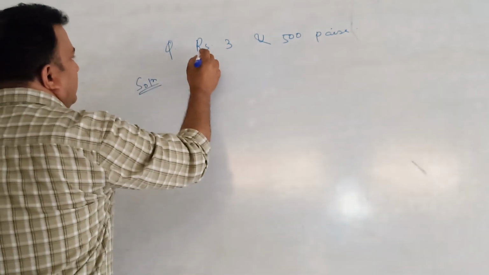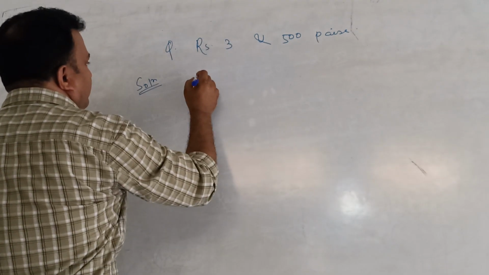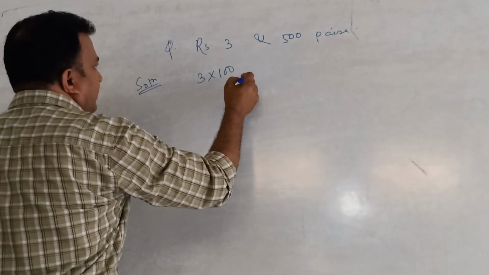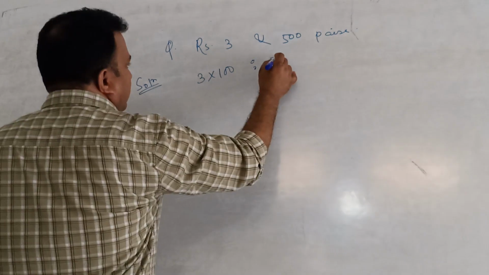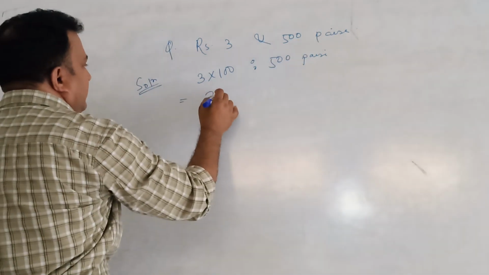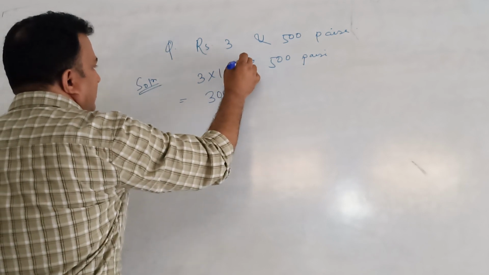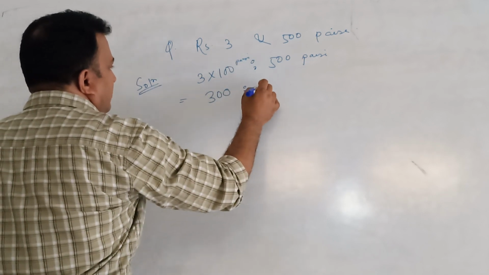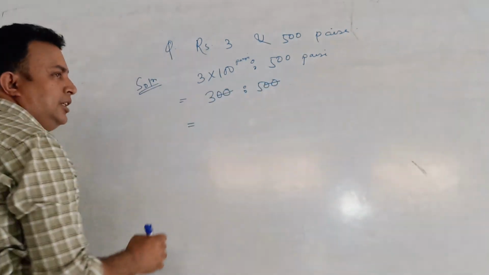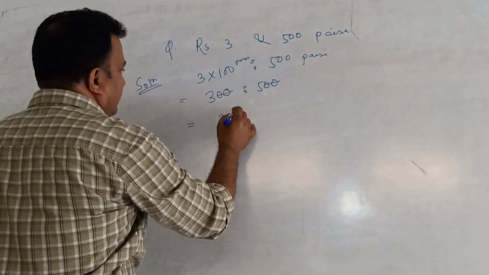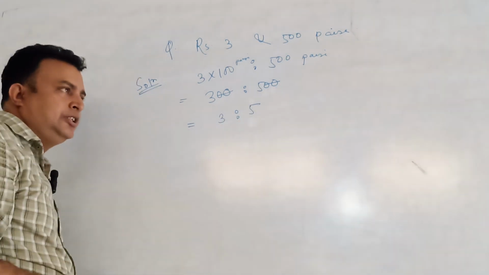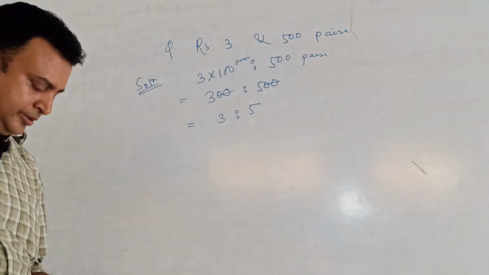Solution: here rupees 3 can be converted into pies by multiplying by 100, and 500 pies. So it is 300 pies is to 500. These two zeros cancel, you may cancel them. The remaining part is 3:5. So 3:5 is the result, the answer.